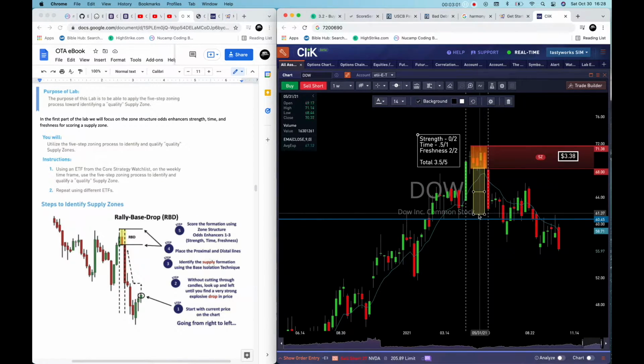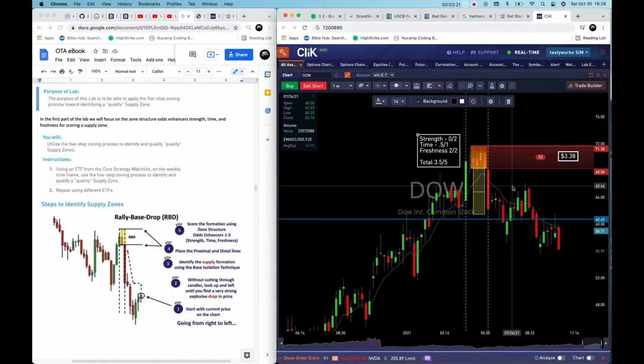It would not get any points for breakout. So if this was an actual trade we were thinking about placing, we would not continue to score this zone. We would delete the zone and we would look to find another zone. Okay, but for purposes of example, we can see that we have the leg out candle here and the leg in candle here.